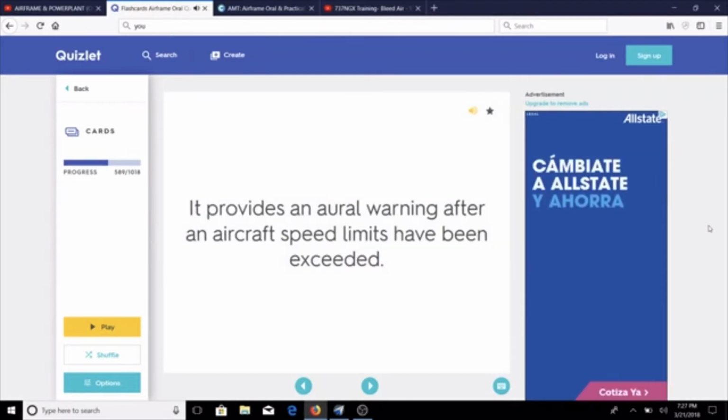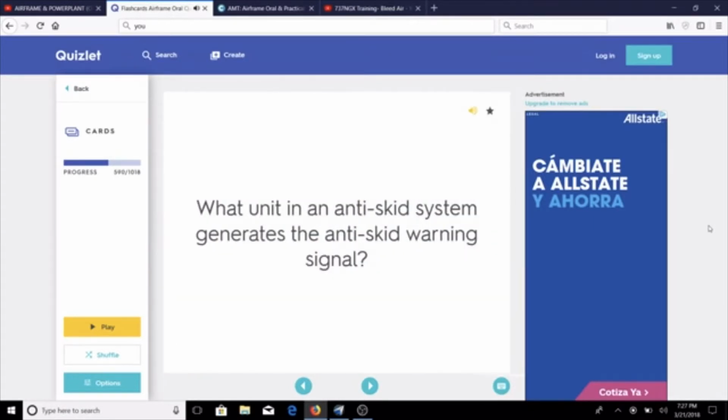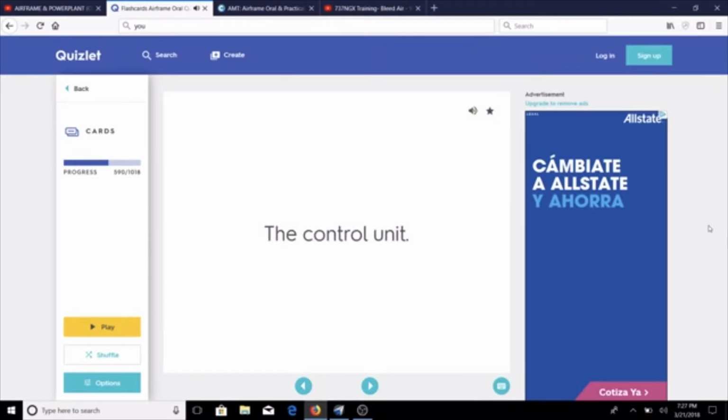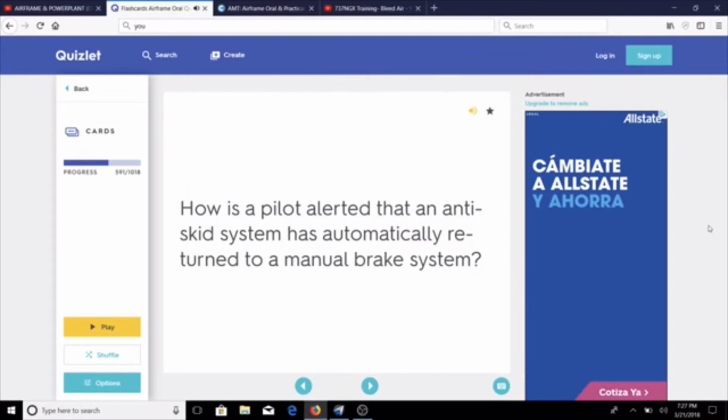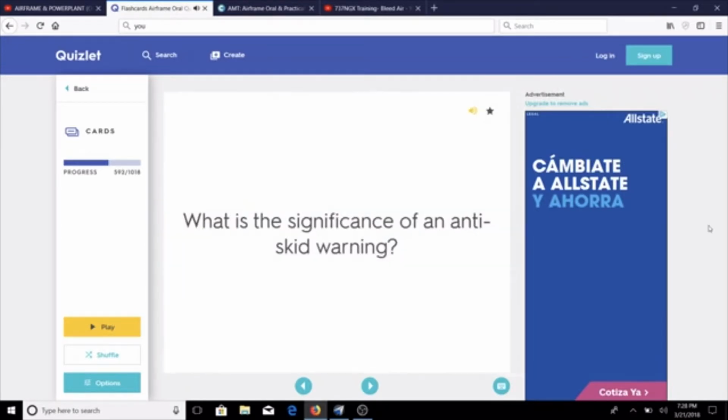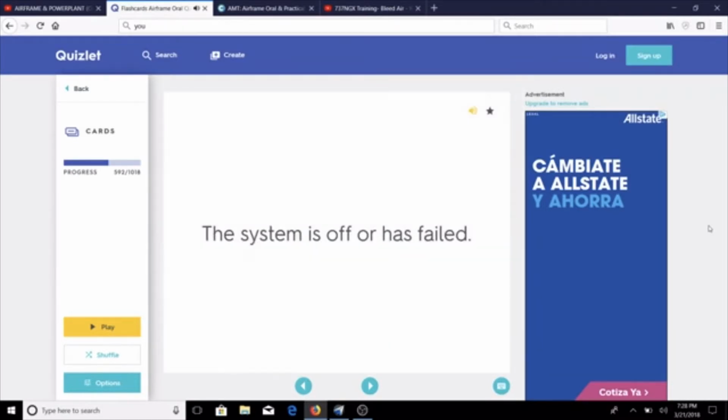It provides an oral warning after an aircraft's speed limits have been exceeded. What unit in an anti-skid system generates the anti-skid warning signal? The control unit. How is a pilot alerted that an anti-skid system has automatically returned to a manual brake system? By a warning light. What is the significance of an anti-skid warning? The system is off or has failed.